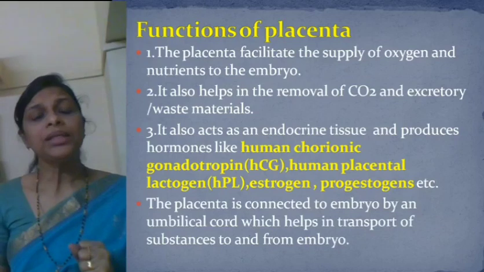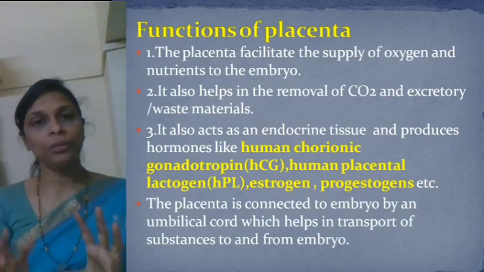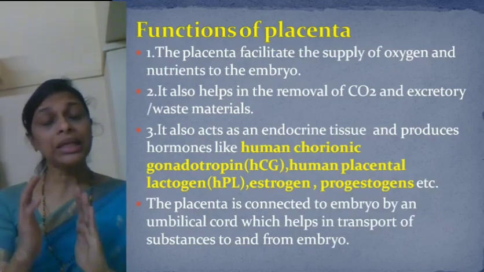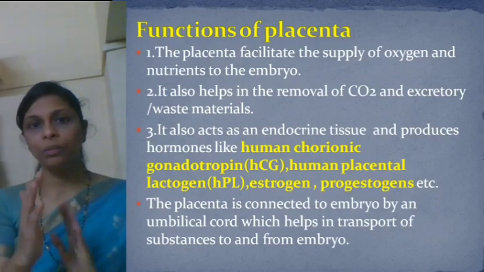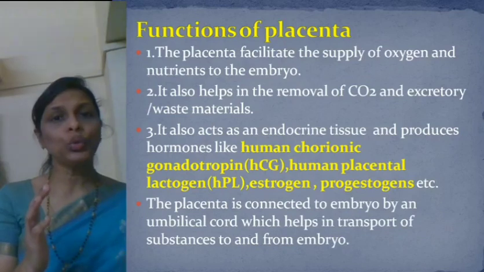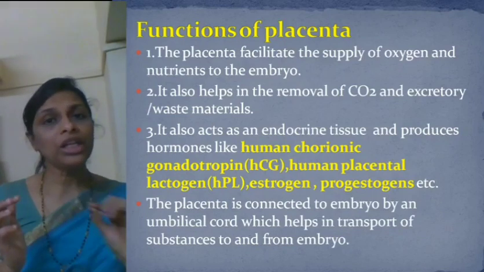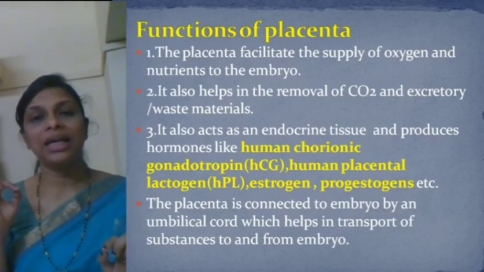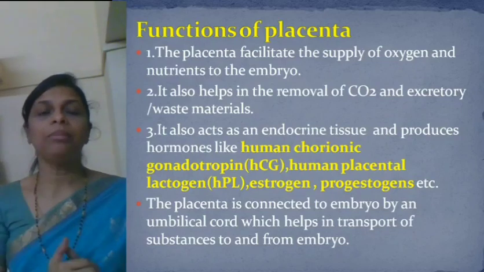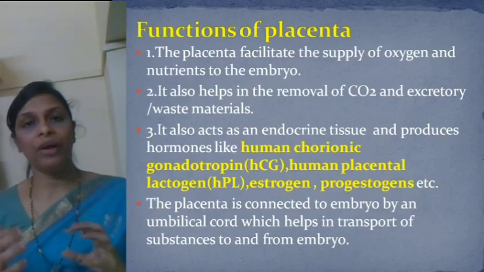Then the placenta is connected to the embryo. So what I said, placenta is a connection between the mother and the fetus. It's a membrane which is found between the mother and the fetus. Now this placenta is connected to the growing fetus by means of a cord which is called the umbilical cord. This umbilical cord helps in transport of substances to and from the embryo.